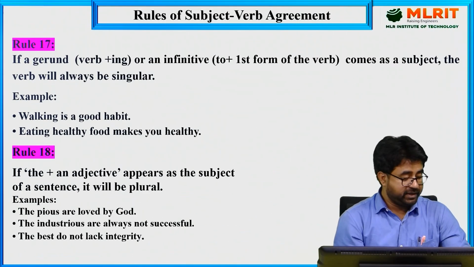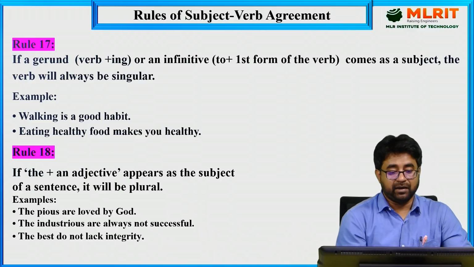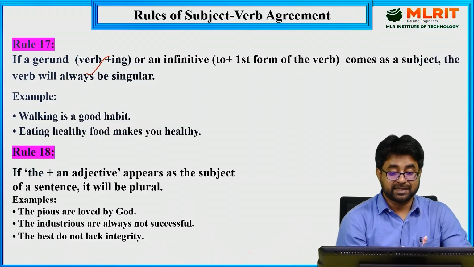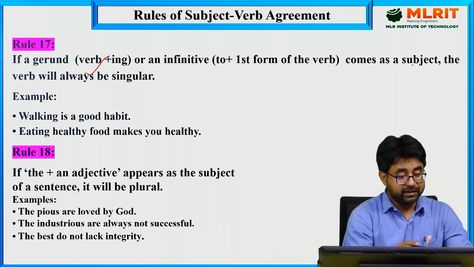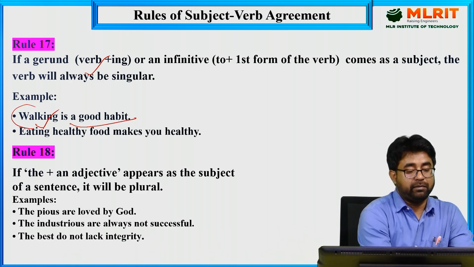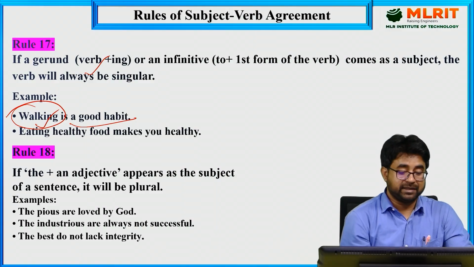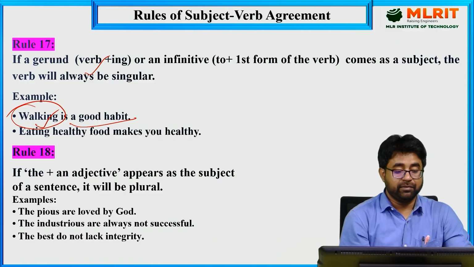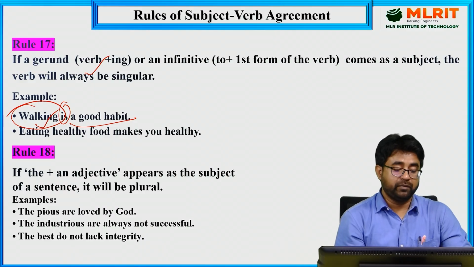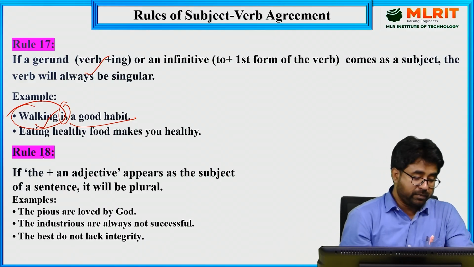Rule number 17. A gerund also can sometimes be used as a subject. Okay, you can see here. Walking is a good habit. Walking, so it's a subject. They are always considered as a singular subject. Hence they will always use a singular verb only. So this is pretty simple. There is not much confusion.